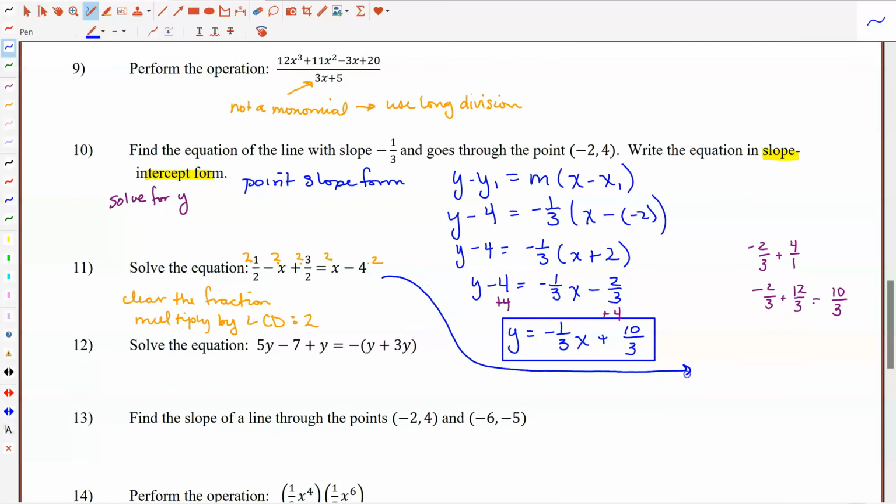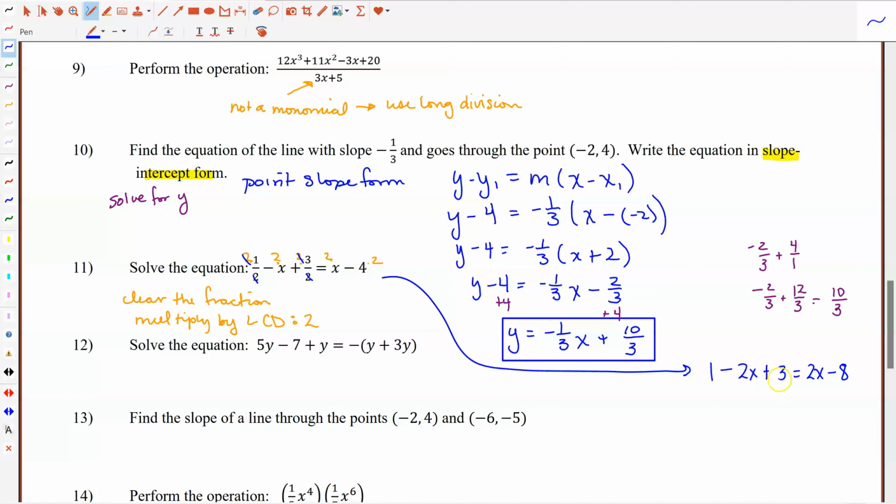I'll write it over here. Here we go. All right, so the 2 times the 1/2, those 2's are going to cancel, and I'll just be left with the 1. Minus 2x plus, here the 2's cancel, and I'll just be left with the 3, equals 2x minus 8. So now I have something that's structurally a little easier to work with and no more fractions. So let's go ahead and solve this equation.